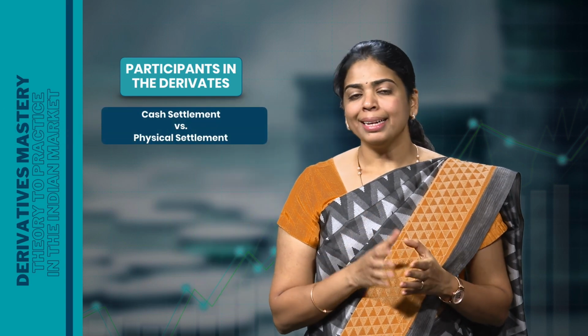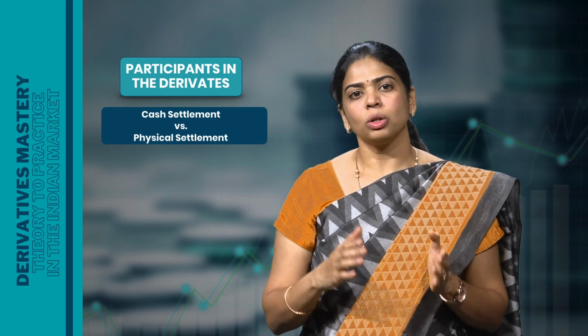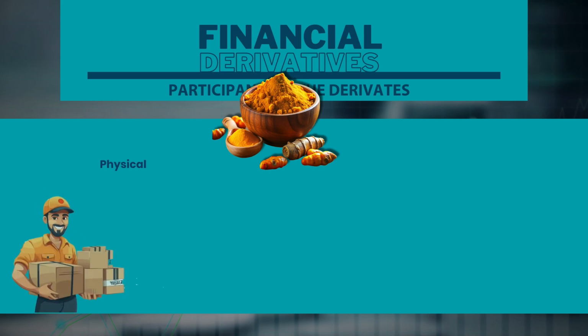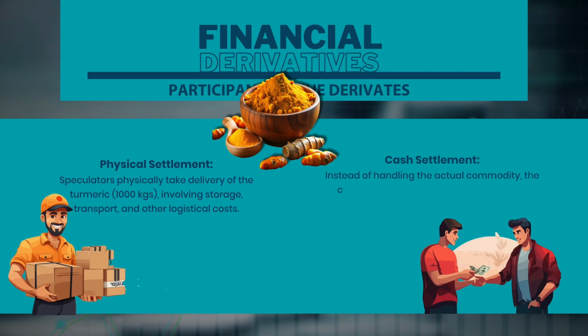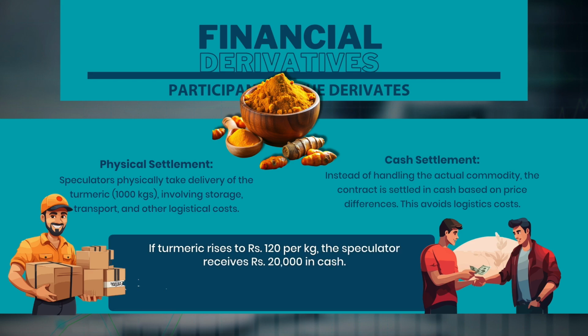Now, when it comes to settling the contract, many speculators choose cash settlement instead of physical settlement to avoid extra costs. So, in the turmeric example, if the contract is physically settled, the speculator would have to actually take delivery of 1000 kgs of turmeric, which involves storage, transportation, and other logistics costs. To avoid these extra expenses, speculators often opt for cash settlement, where they don't take delivery of the actual turmeric. Instead, the difference between the contract price and the market price is settled in cash. For example, if the price of turmeric goes up to 120 per kg, the speculator can simply receive the profit of rupees 20,000 without needing to handle the physical turmeric. Similarly, if the price drops to 70 per kg, the speculator would pay the losses of rupees 30,000 in cash instead of buying and selling turmeric in the market. I hope this is clear.